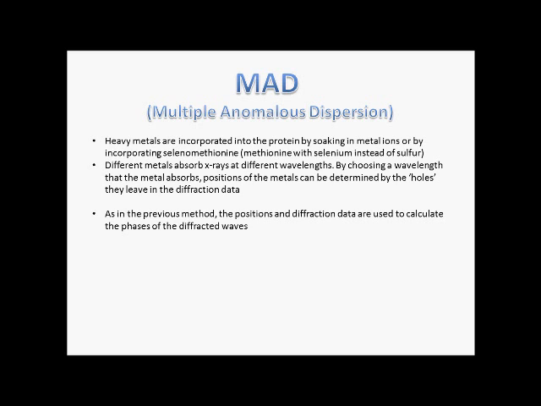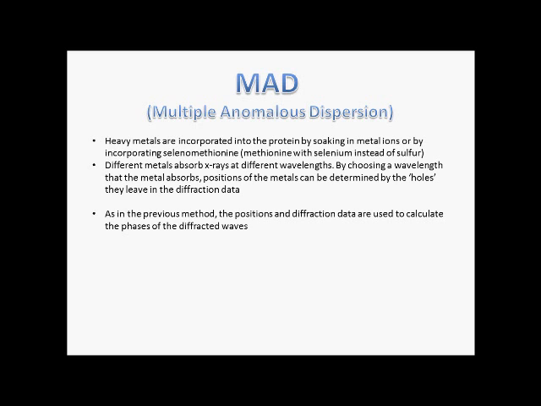Multiple anomalous dispersion is a lot like MIR. The difference is that you choose wavelengths of X-rays that these metal atoms that you incorporate will absorb. This will create holes in the diffraction data, and by observing the link between how we change the structure of our molecule and how we change the diffraction data can again be used as a way to work out the phases of the complex waves.